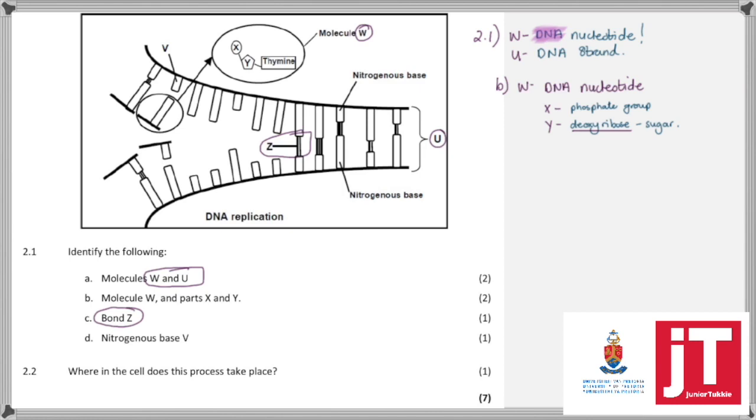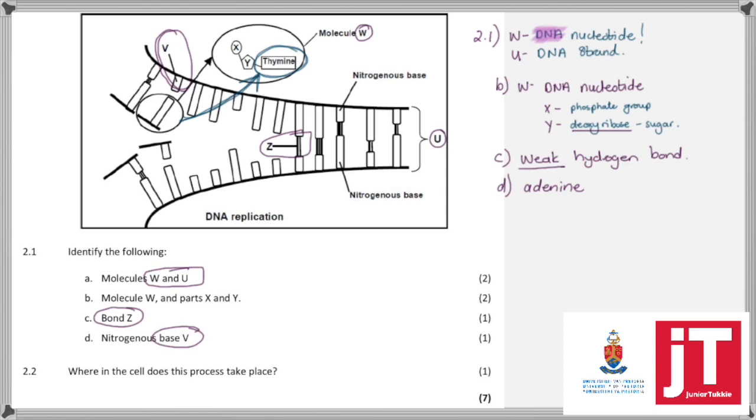Bond Z of question 2.1c is our weak hydrogen bond, with the emphasis on weak. Sometimes the examiner might accept hydrogen bond, but we refer to a weak hydrogen bond holding these nucleotides together in their complementary pairs. Next, it asks for nitrogenous base V.